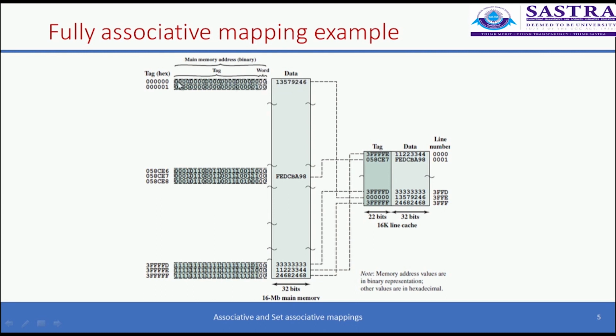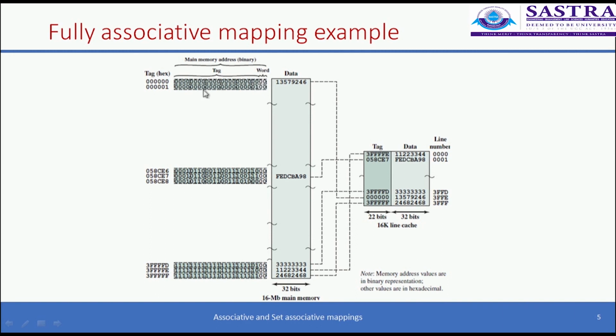And the address for this one is all zeros. This is the very first address. That address is divided into tag field and word field. For word 2 bits are available, for tag the remaining 22 bits are available.